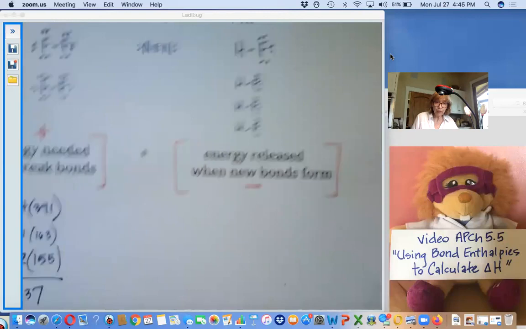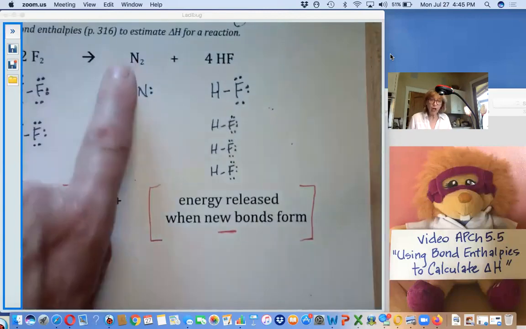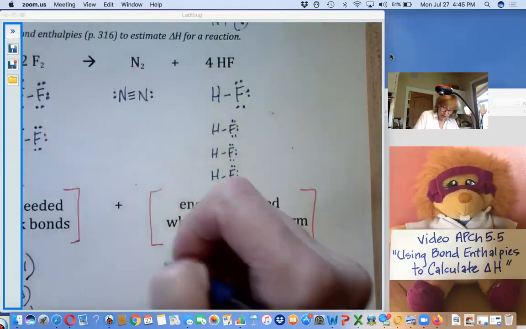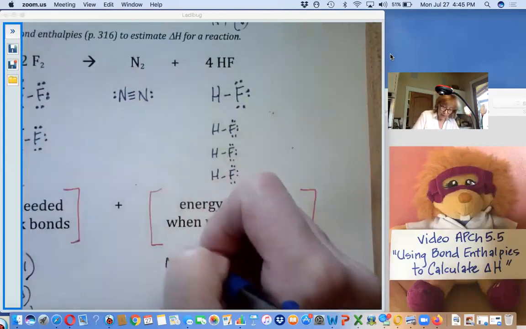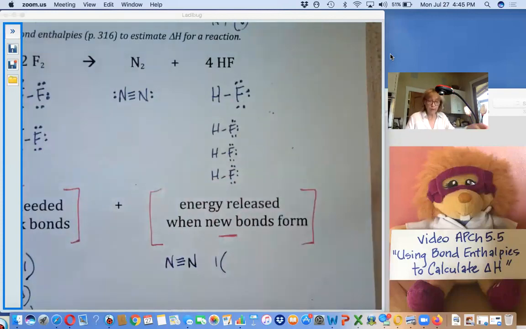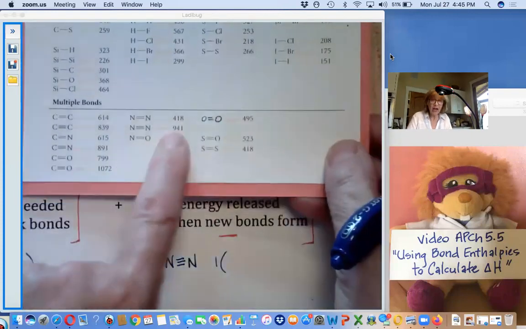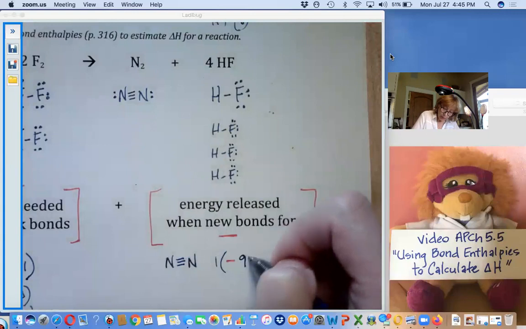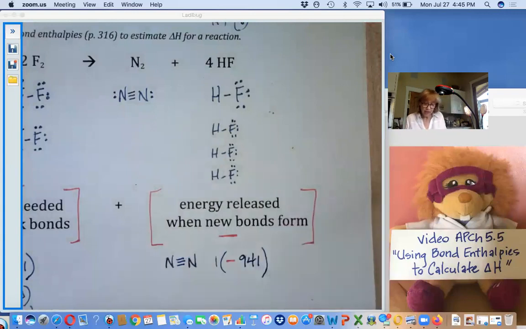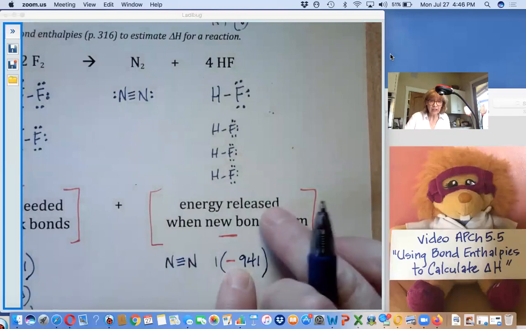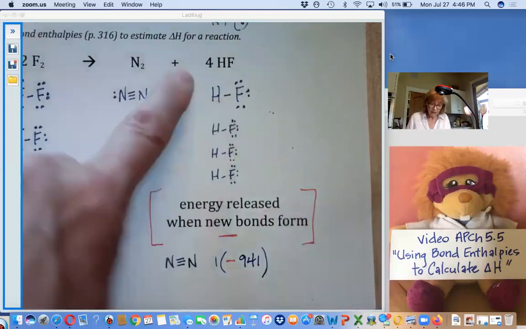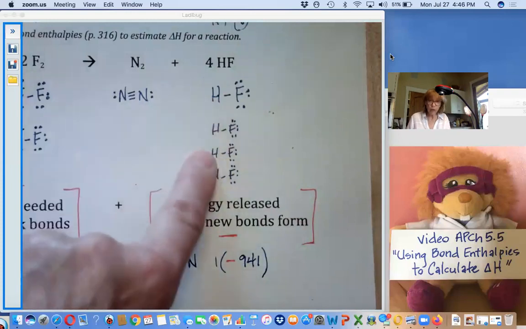Moving over to the product side, my first product is nitrogen to nitrogen triple bond. And there's only 1 of them being formed. That bond is 941. And remember, because I am forming a bond, I want to put a negative value. That bond enthalpy is released as that bond forms. Next, I've got the hydrogen to fluorine single bond.